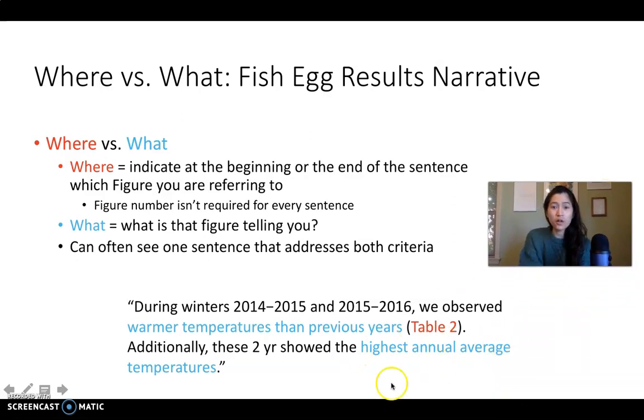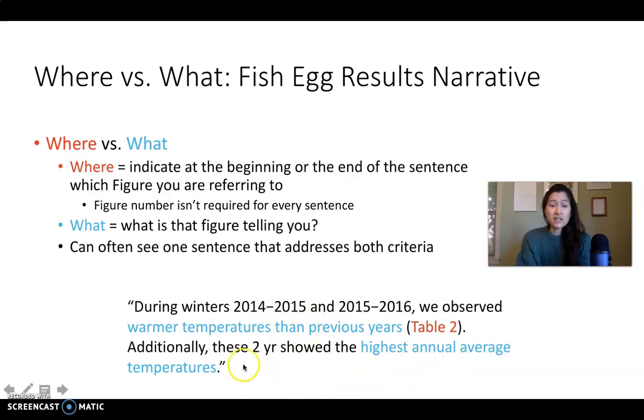So this is an example from that results excerpt that we were using for our lecture part of the module this week. And these sentences say, during winters 2014 to 15 and 15 to 16, we observed warmer temperatures than previous years, table 2. So this first sentence actually addresses both criteria, the where and the what. So in red here at the end, we have the where. It's telling us this data we're talking about is found in table 2. And it's also giving us some of the what. It's saying we saw warmer temperatures than previous years in these years indicated. So that's what the data is telling us.